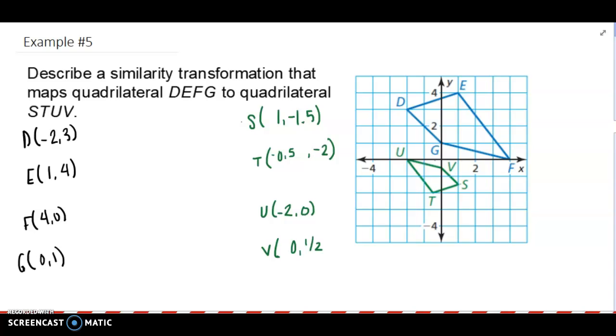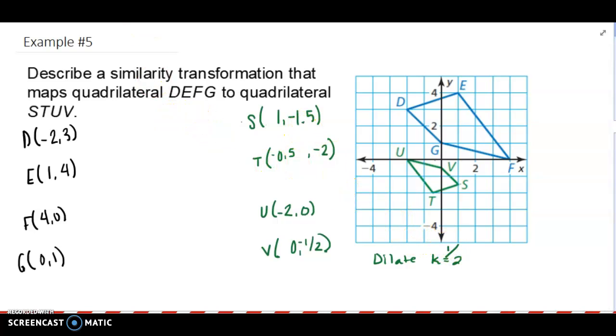All right. At first glance, this can look really, really difficult, but it's really not bad if you plot the points. I put the coordinates of D, E, F, and G, and then I put the coordinates of S, T, U, and V, and I compared them. When I compared them, I noticed first that we're going to have a dilation with a scale factor of 1/2, because we're getting smaller. So I'm going to dilate by K equals 1/2.